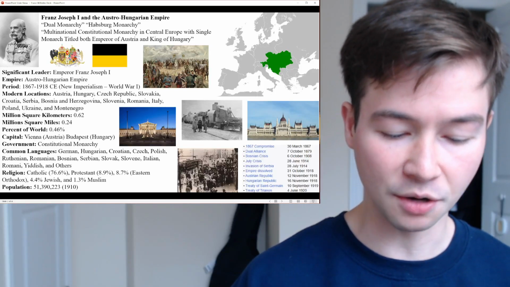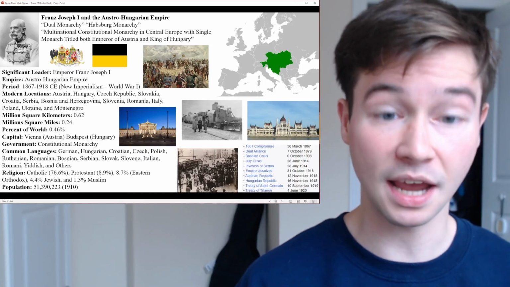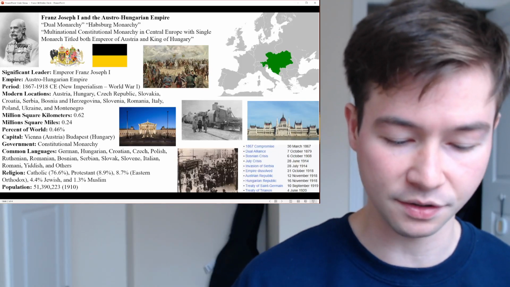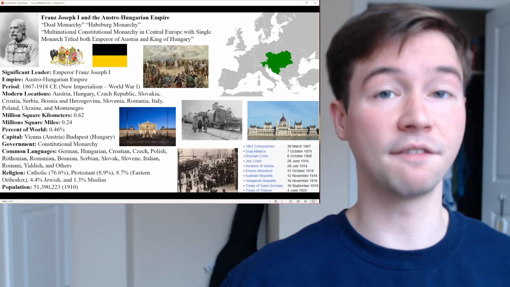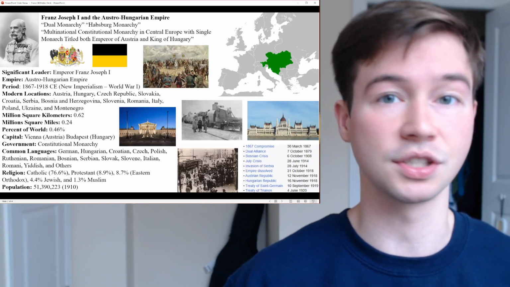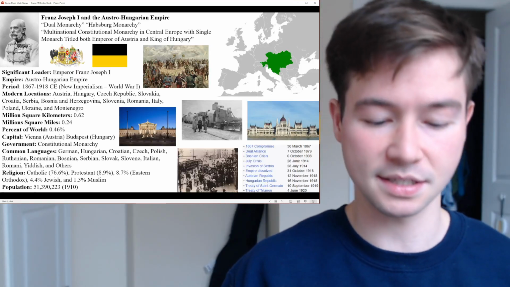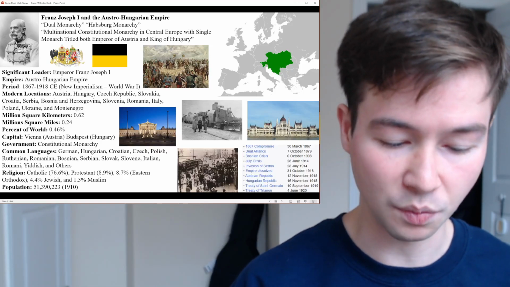The arrangement allowed both regions to maintain separate governments, parliaments, and policies, but they shared common ministries for foreign affairs, defense, and finance. So in some ways it is like a federal government, where some powers are given to the federal government and some are given to the constituent states, as we have, for example, in Canada or the United States, and as we've covered many throughout history as well.